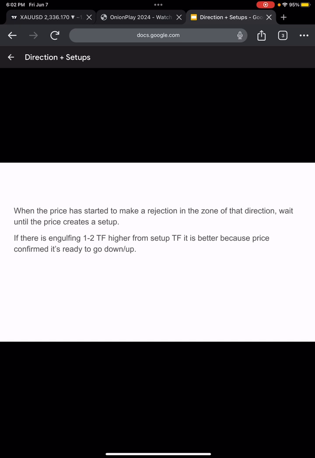So if there is an engulfing 1 to 2 time frames higher from the setup time frame, it is better because price already confirmed that it's going to go up or down. So if you found a setup on, let's say, the H1 time frame, you need to look at H4 or the daily for the engulfing as a confirmation. So I'll give you some examples.